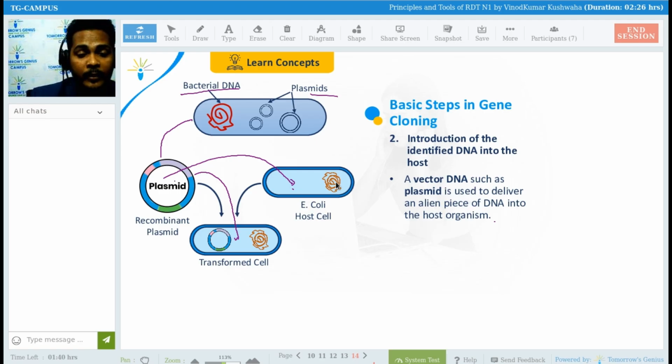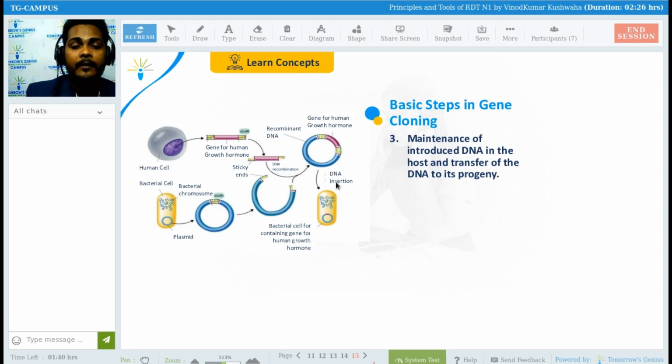And then what happened? This transformed cell produces n number of copies of your desired gene, right? Now the third one is maintenance of the introduced DNA in the host and transfer of the DNA to its progeny. That is also a very challenging task for the biotechnologists, how they can maintain the entire DNA throughout the sessions, so throughout their experiment process. So what is that process?